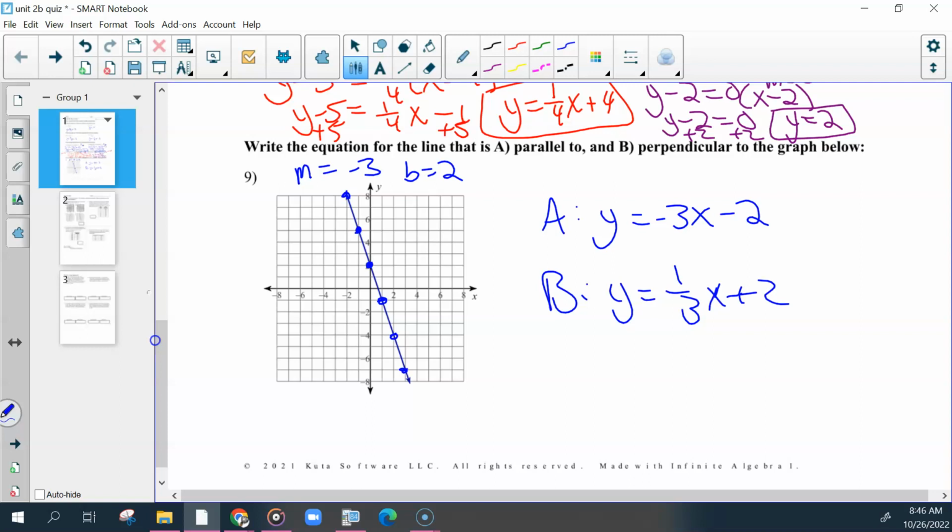Questions on 9? Taylor? Why is it -2 instead of +2 for A?